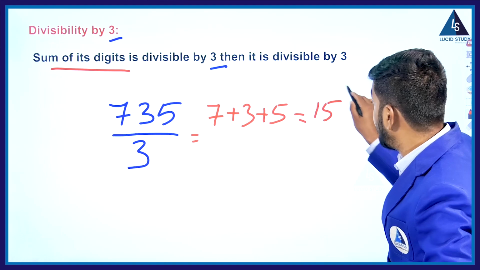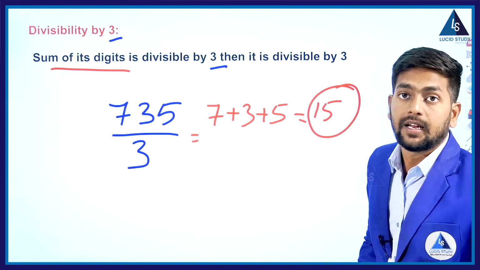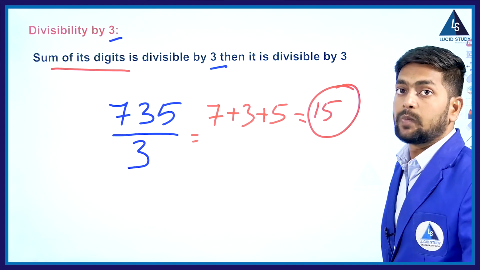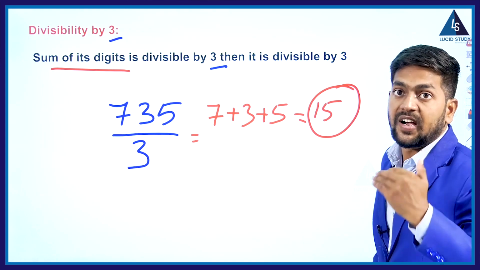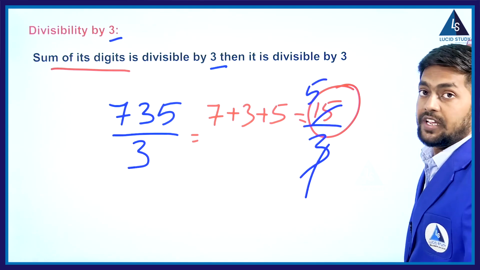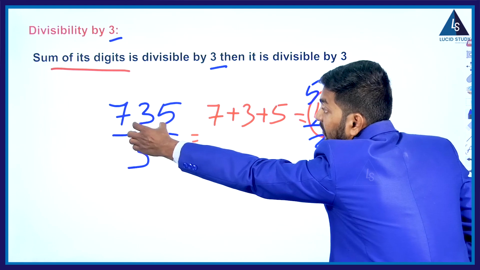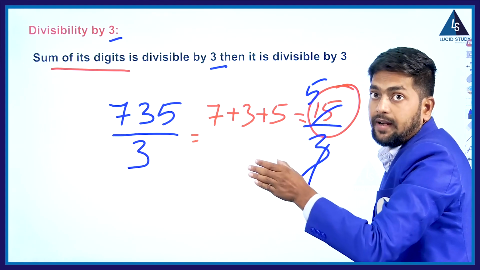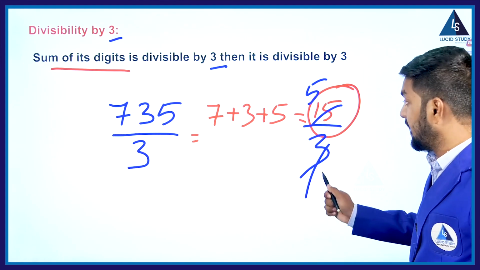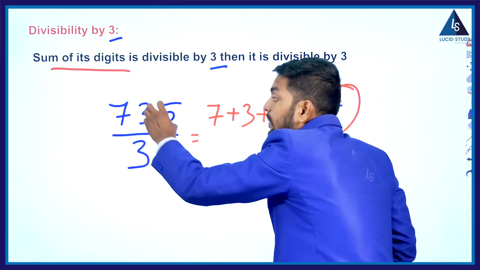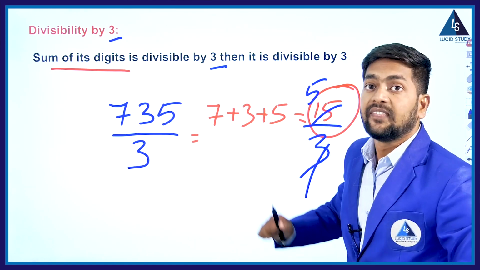So is 15 divisible by 3? Yes, 15 is divisible by 3, since 3 fives are 15. So here, if the sum of the digits of a number is divisible by 3, then the whole number is divisible by 3.